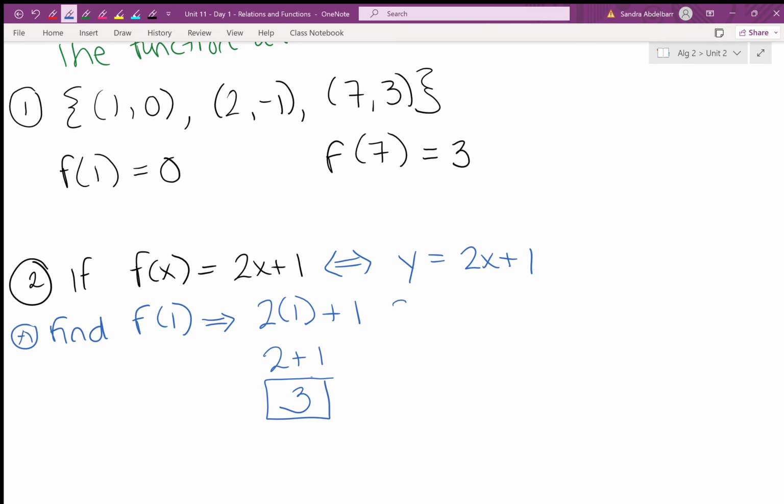So let's just do this. When x equals 1, y equals 3. That's what this tells us. All right, next one.